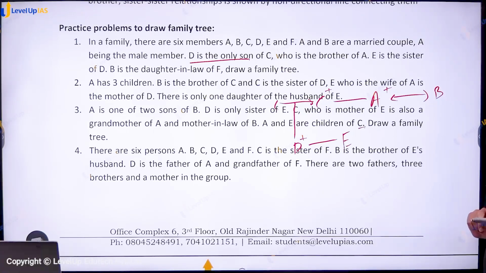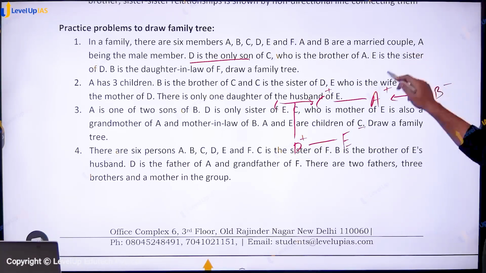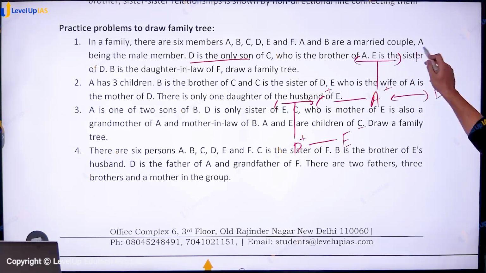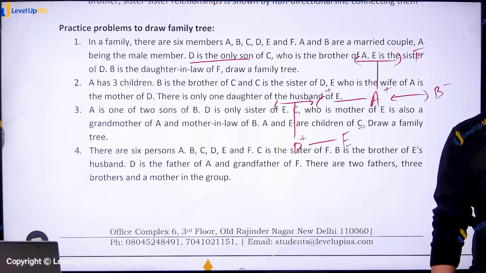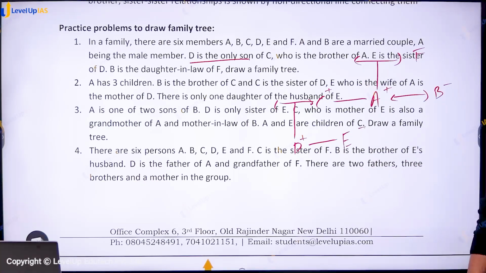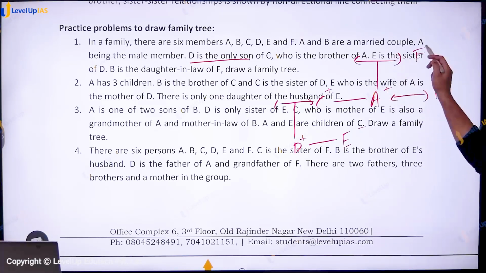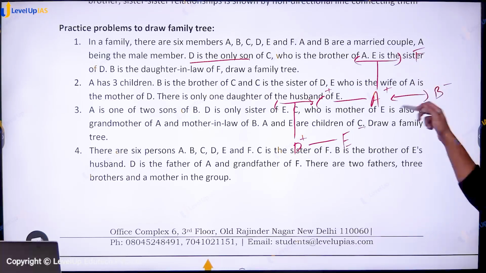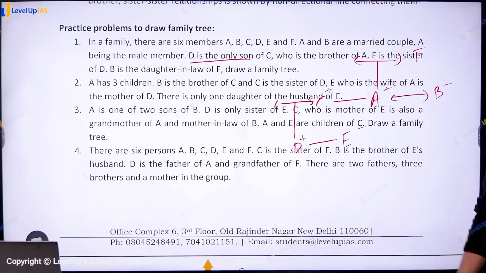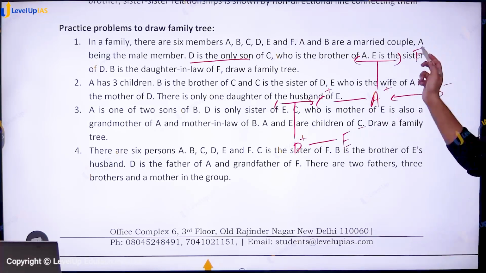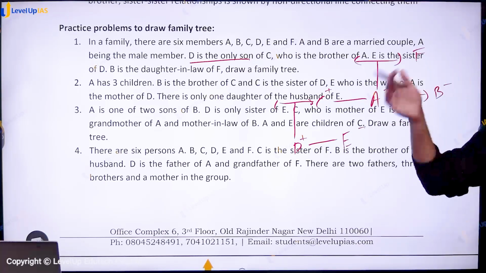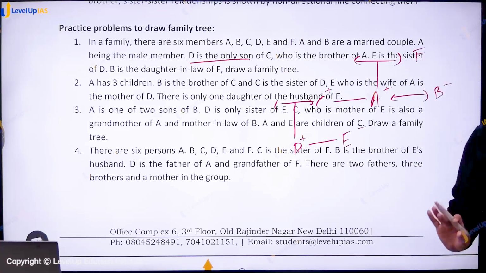B is the daughter-in-law of F. So the family tree will look something like this. ठीक है. B would be the daughter-in-law of A's parent, no? She is the daughter-in-law of A's father as well as A's mother. We don't know whether F is the father or the mother.